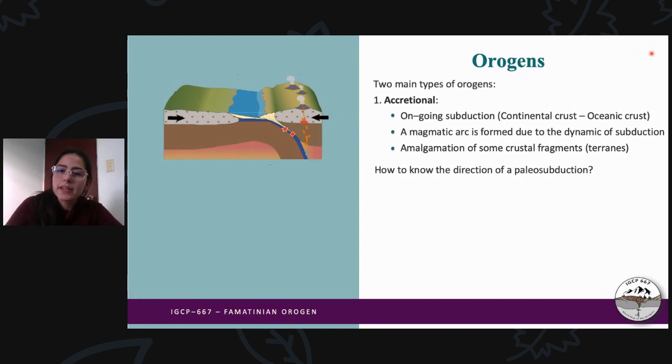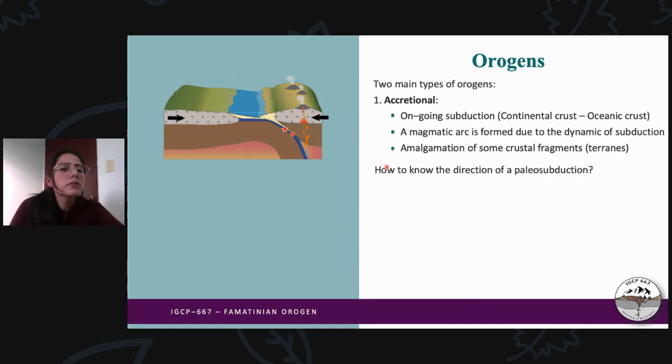There is another way to create orogens in a subduction zone. Some crustal fragments are transported by the oceanic plate and amalgamated to the continental plate, which generates high levels of compression and a subsequent orogeny. We recognize these fragments because they have very different geological characteristics compared with the surrounding areas, and they are called allochthonous terranes.